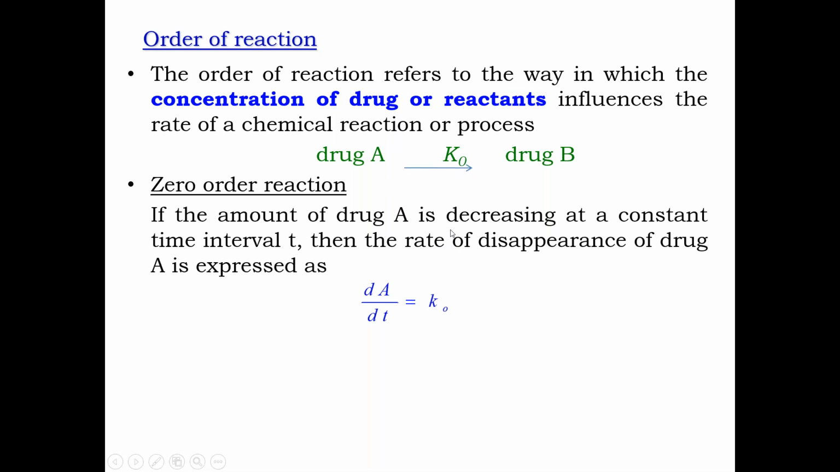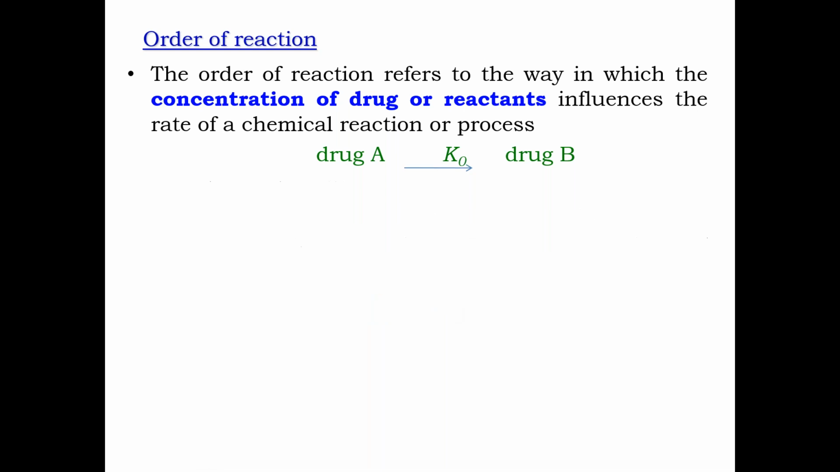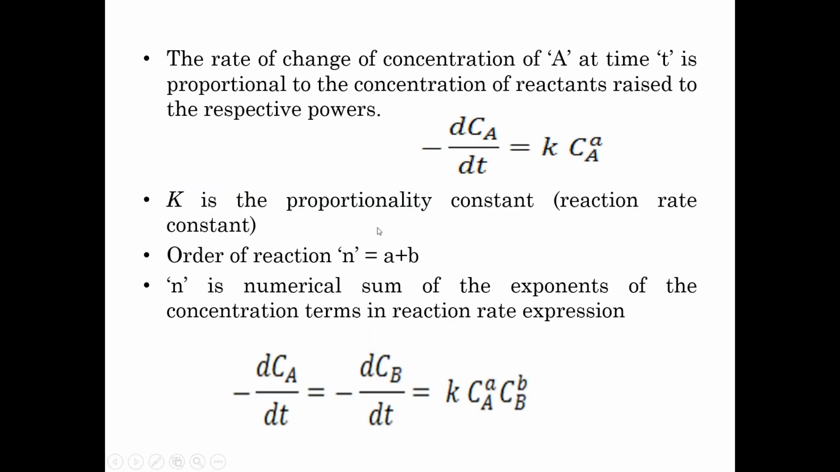So the disappearance of the drug A is now expressed as a differential equation. That's when you write it as K naught. And if you notice carefully, I have not written the CA or the A here, because in zero order kinetics, it is independent of the initial amount or initial concentration of the drug. Let me take you back to the previous equation to make you understand better. There I had written K into Ca, which means it is dependent on the initial concentration of the drug.